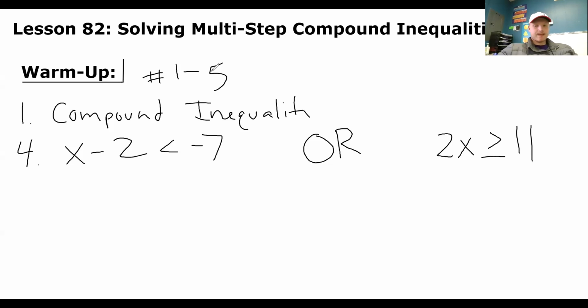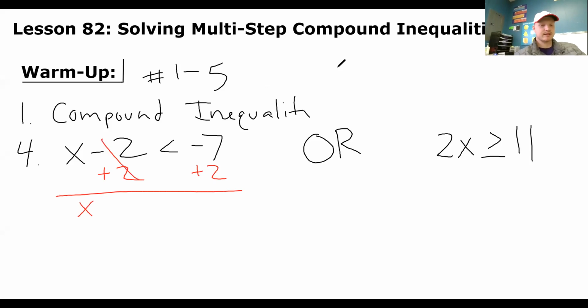Essentially what you're going to be doing here is solving both inequalities. So let's start out with x minus 2, which is less than negative 7. I'm going to get my different color here. Let's use red. So add 2 to both sides. Add my like terms. I'm left with x, so those are canceled out. x is less than negative 5.